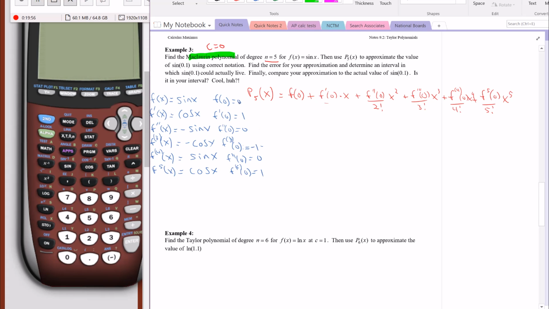So you can see a pattern, right? 0, 1, 0, negative 1, 0, 1, 0, negative 1, 0, 1, 0, negative. You can see the pattern, right?